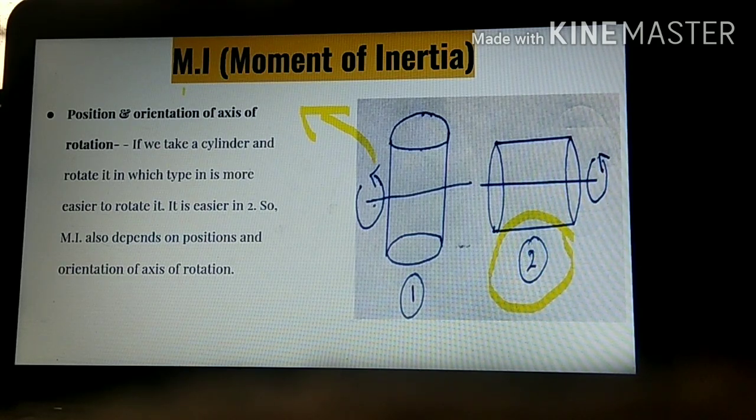So moment of inertia also depends upon the position and orientation of the axis of rotation. Over here, the axis of rotation is like this. We can rotate the cylinder in this manner as well, but the moment of inertia required will be very high, and it will not be very easy. Whereas in this case, as it is rolling, the moment of inertia will be less, and we will be able to move it quite easily.